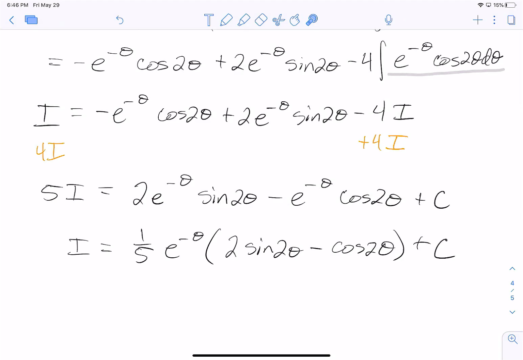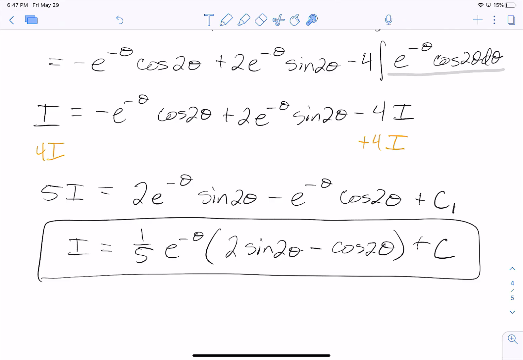But now I have this issue where I've used c twice in the same problem. But notice here it's 5I is equal to this thing plus c. And then next step I have divided by 5. So these c's are actually different c's. So I'm going to call that c1 in the previous step. And then my final answer will just have plus c as our constant. And that is our final answer, folks.